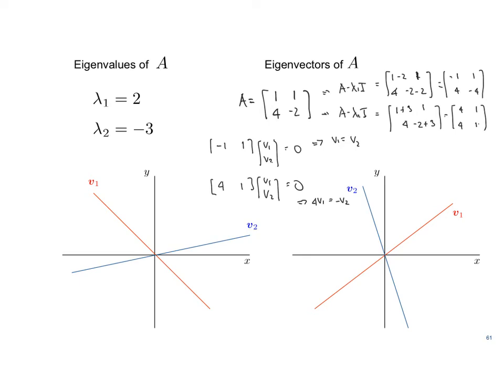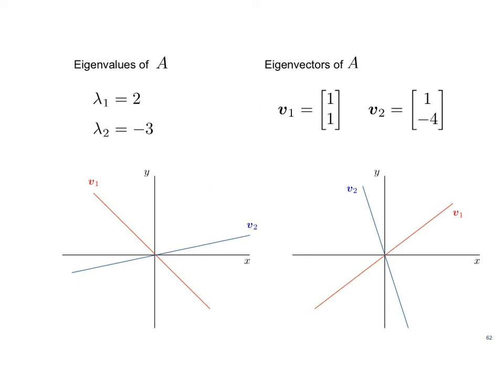So we have now the eigenvectors. Here we can just assign a value to v1, so we can say that the eigenvector is going to be, let's say, 1 1, and in here the eigenvector is going to be 1 minus 4. Okay, now we have the eigenvalues and the eigenvectors, as you see here.